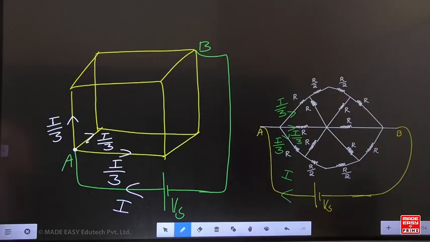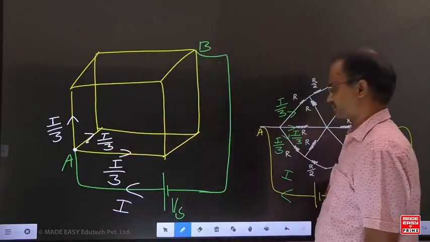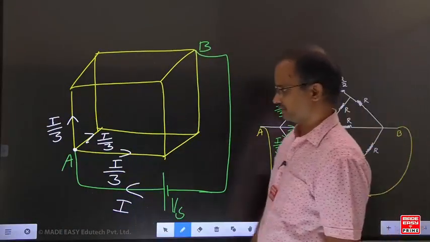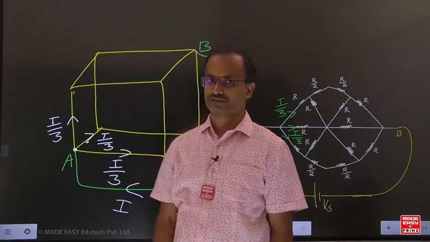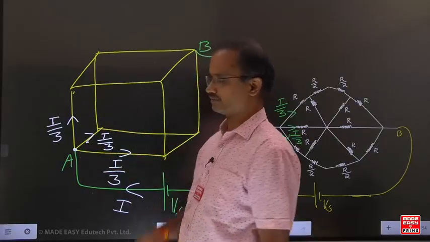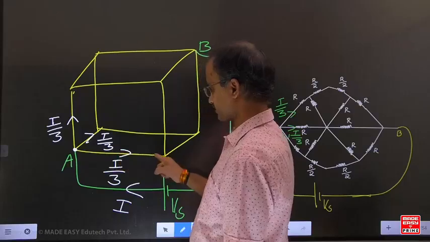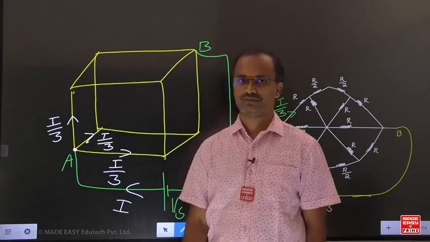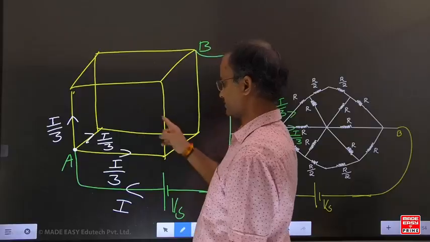Okay, now we will check whether we can apply it or not. Look carefully. This branch is connected further to how many branches? 2 branches. Here also, this branch is connected to how many branches? 2 branches. Same thing here. This branch is connected further to how many branches? 2 branches. Here 2 branches, here 2 branches, here 2 branches.